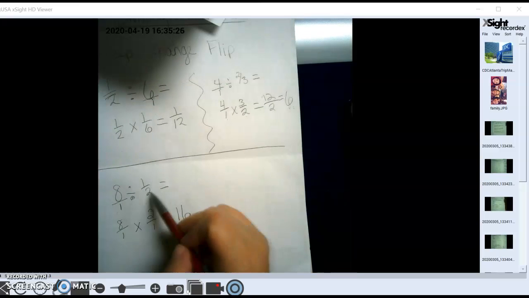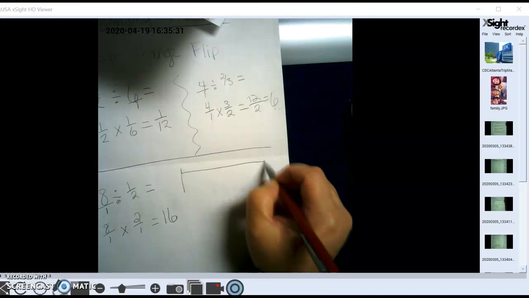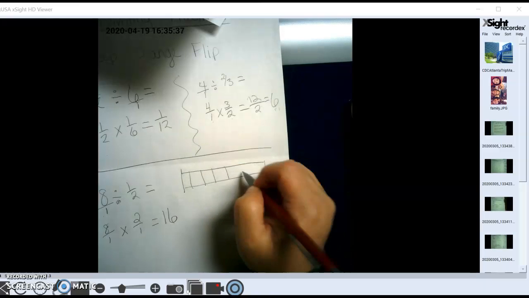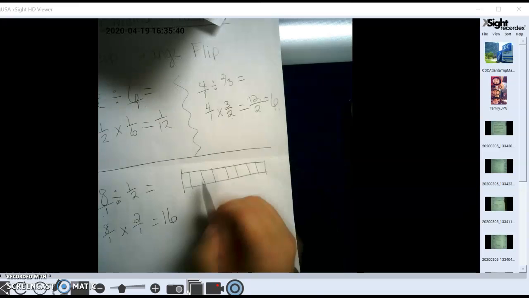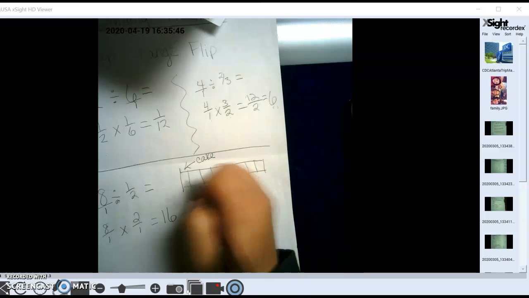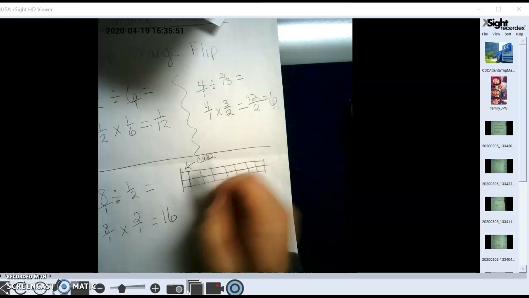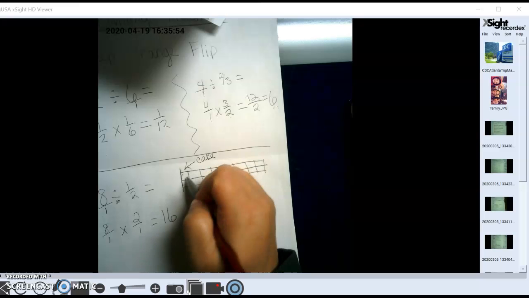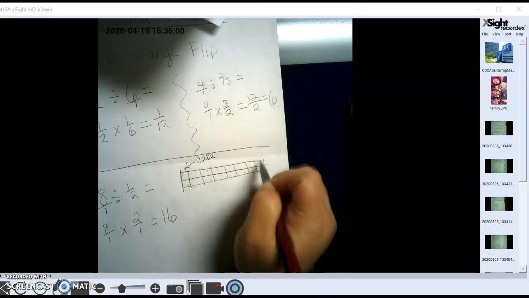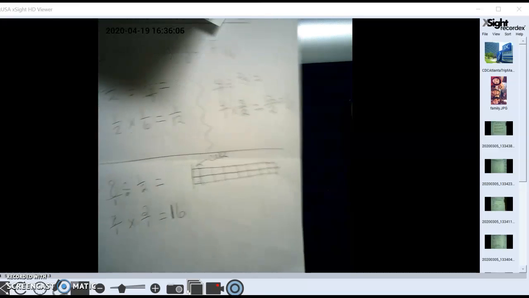Okay? Just to look at this, I would have 8 wholes. That's 8 wholes. Let's call that a cake. And I'm splitting each one of them in half. So now I'm going to have half-size pieces, 1, 2, 3, 4, 5, 6, 7, 8, 9, 10, 11, 12, 13, 14, 15, 16 of them. I'm going to have 16 pieces that are 1/2 of a cake size.